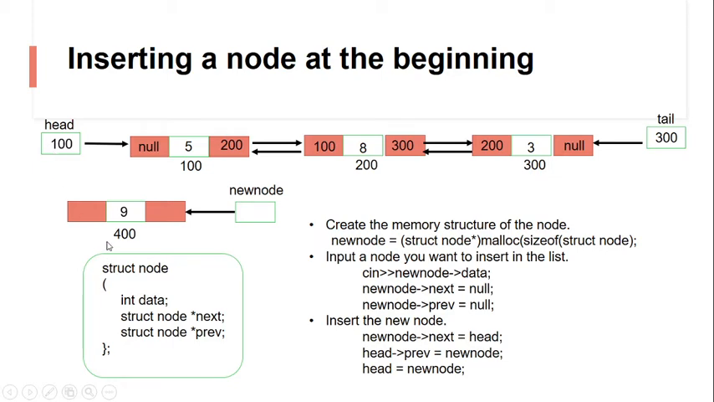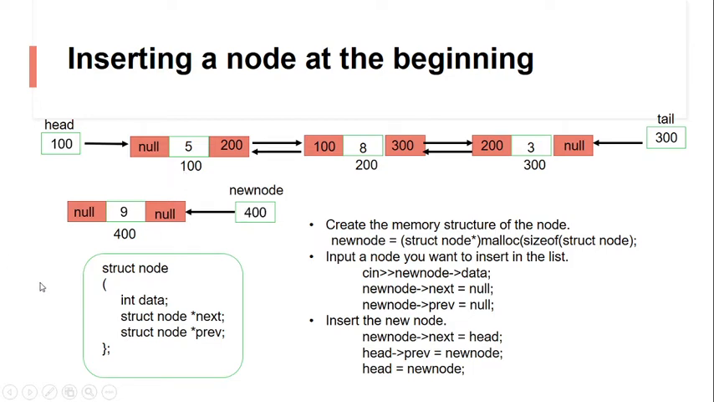Now for inserting at the beginning, our head will turn into 400, since this is the new node that we want to insert at the beginning. For the new node, of course, both the previous and the next parts are null, and the next null will turn into the second node. Remember, our 5 was the first node before. Now it will become the second node, so this null will now turn into 100.